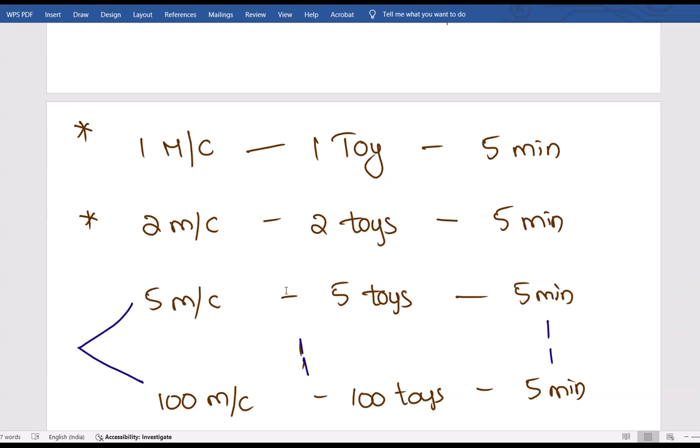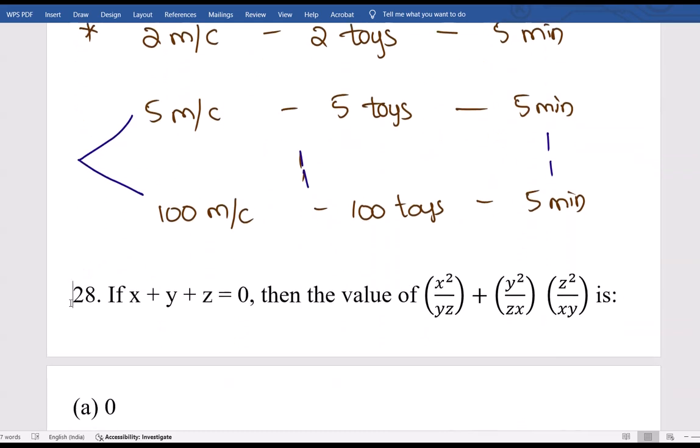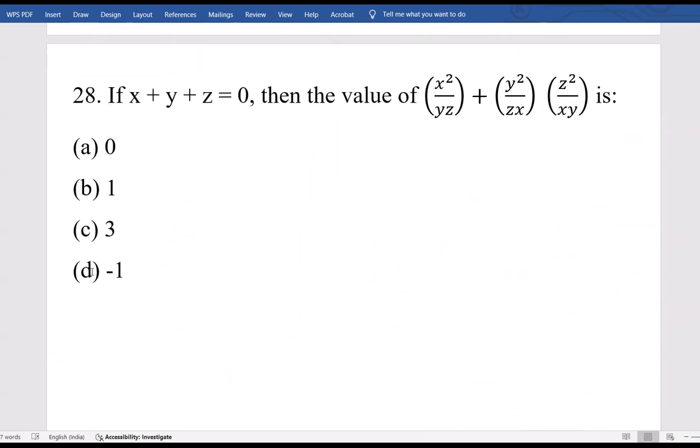This is part of the game they gave. And yeah, they give some arithmetic related stuff. So we kept those questions as well. x plus y plus z is 0. Then the value of x square divided by yz plus y square divided by zx plus z square divided by xy. 0. Okay, so always these mathematical terms we feel it's 0.